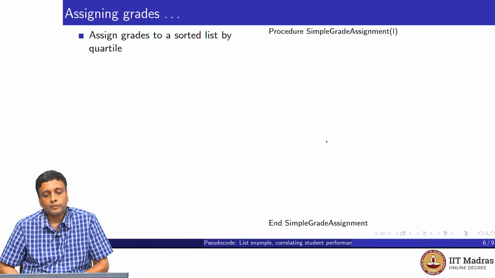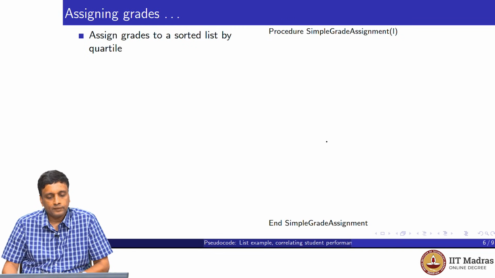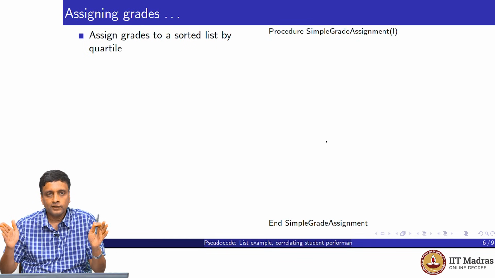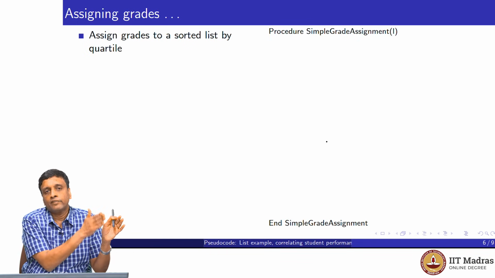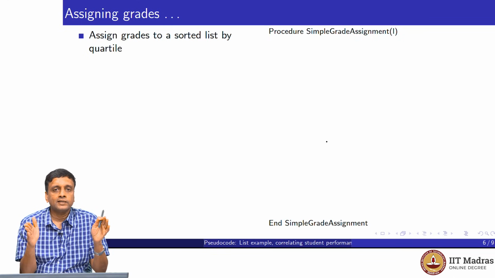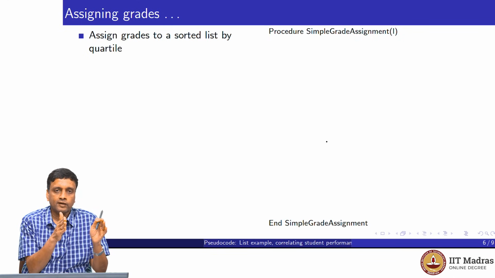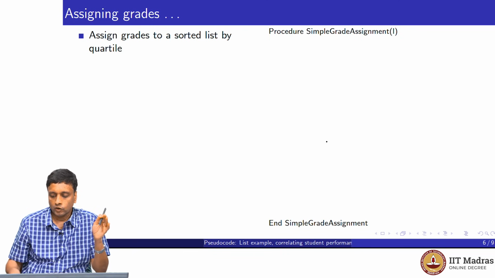So we are going to create this simple grade assignment. I'll tell you why it's a simple grade assignment in a minute, but we are going to assign grades to a sorted list by this quartile, right? So quartile is just defined by the position, now that it's sorted. The first 1/4 of the list is the bottommost quartile, the next 1/4 is the third quartile, next 1/4 is the second quartile, and so on, right?